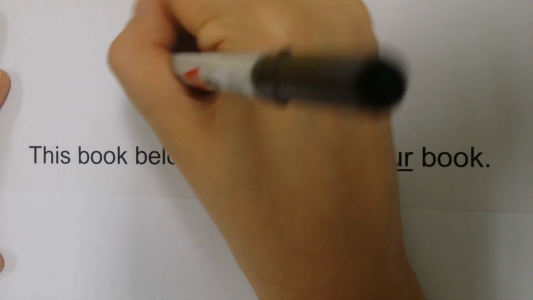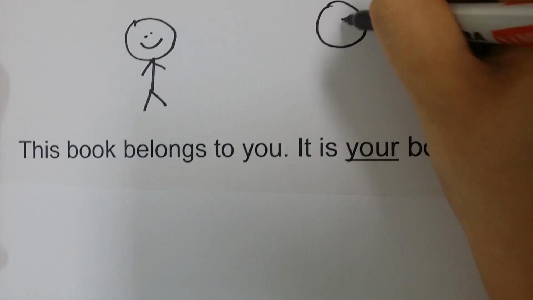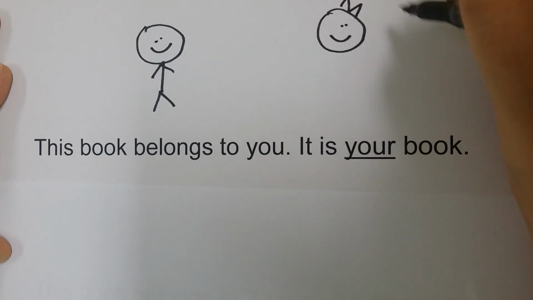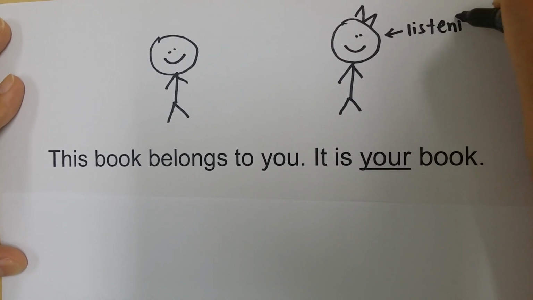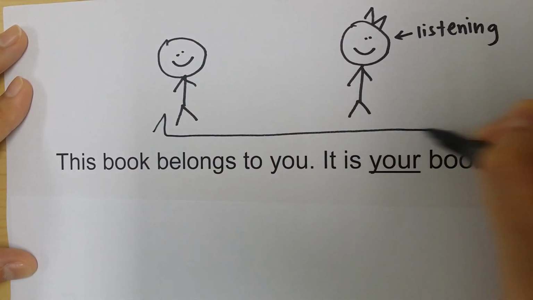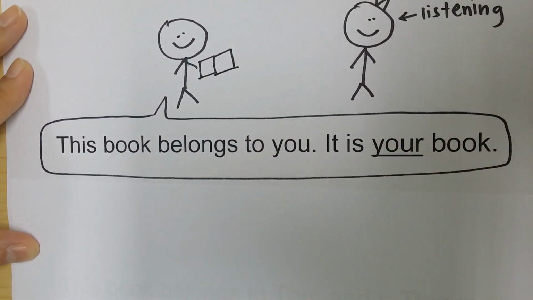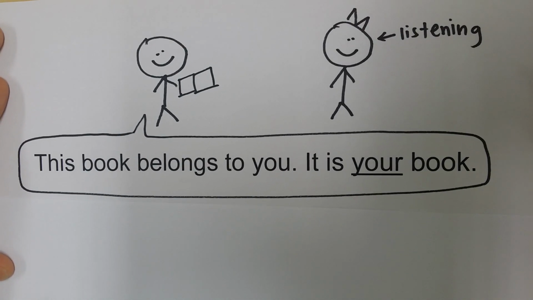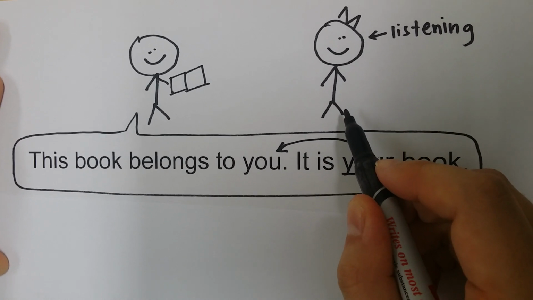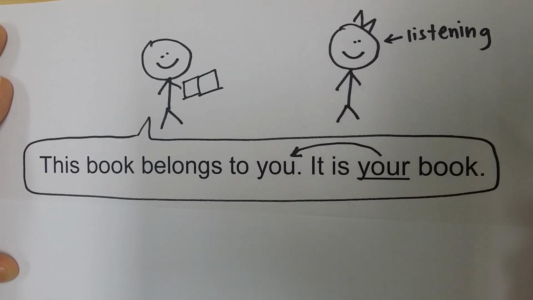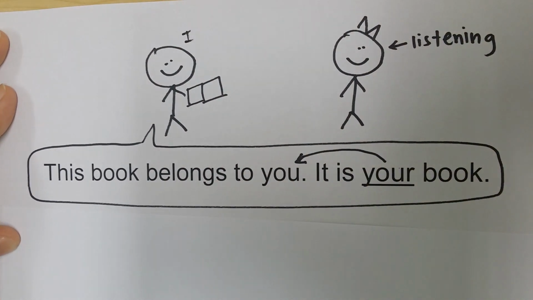Okay, so if I have a person who is talking to another person who is listening, so this person is listening, alright? If I am talking and I say this book belongs to you, it is your book. Your is talking about you, who is the person that is listening. So please do not mix up I, you, and so on, okay?